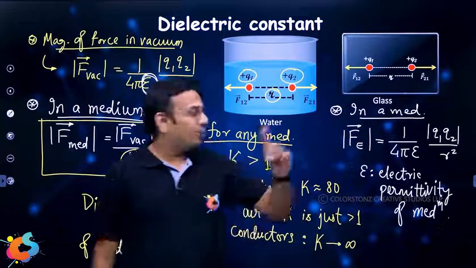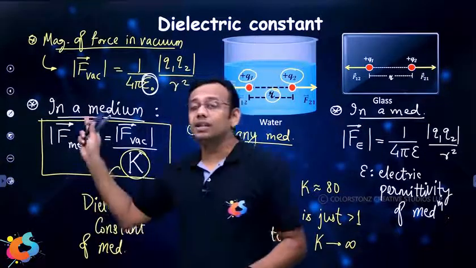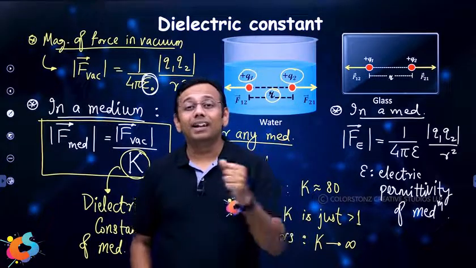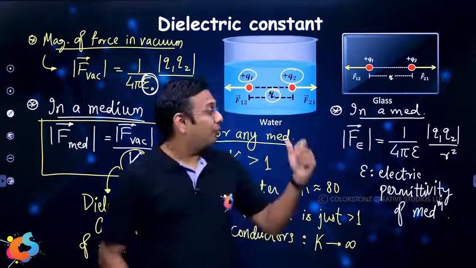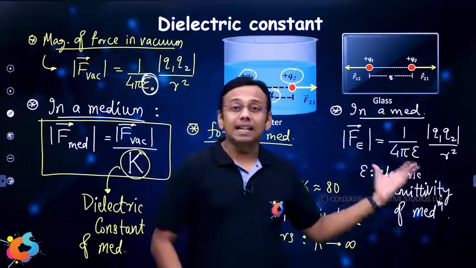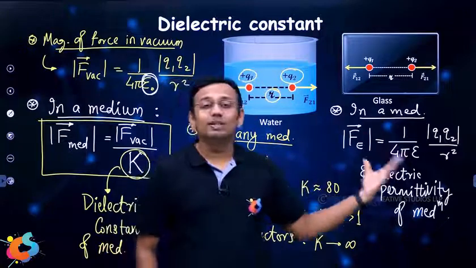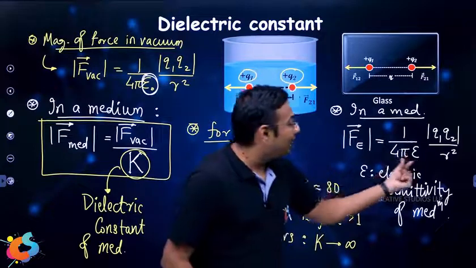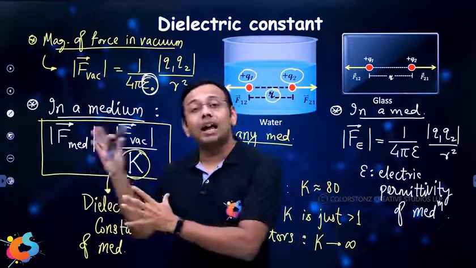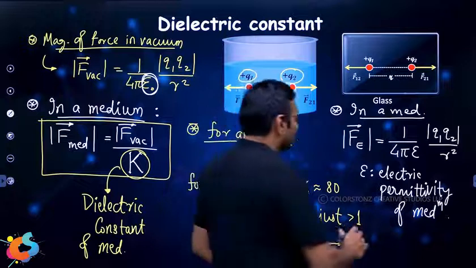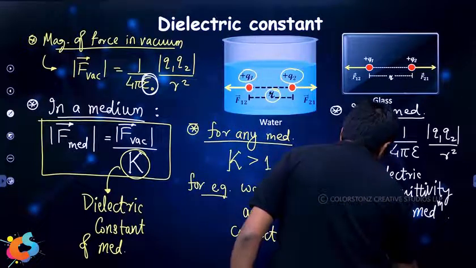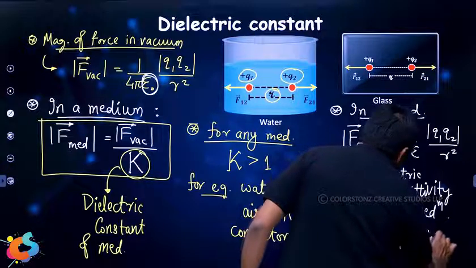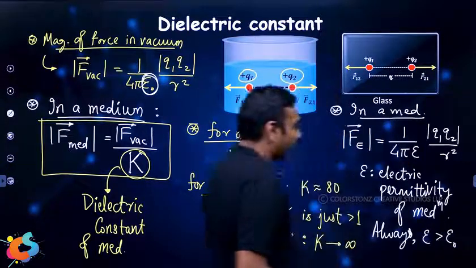Can you think about whether this epsilon will be greater than epsilon naught or less than epsilon naught? It will definitely be greater than epsilon naught, because we are saying that in the medium the force is always lesser as compared to the vacuum case. So this term in the denominator will have to be higher. So we can say always, epsilon is greater than epsilon naught.